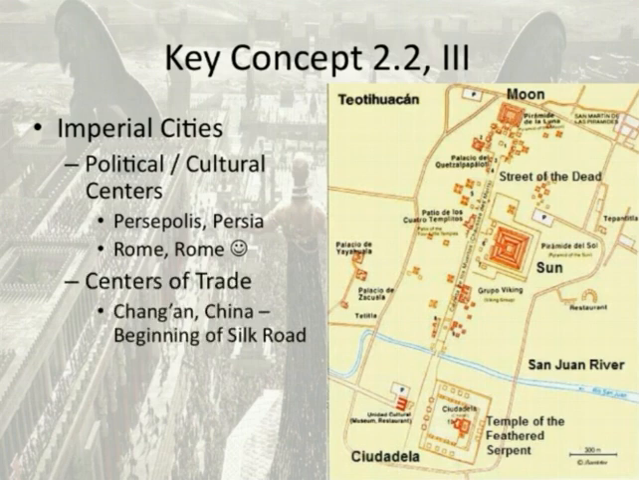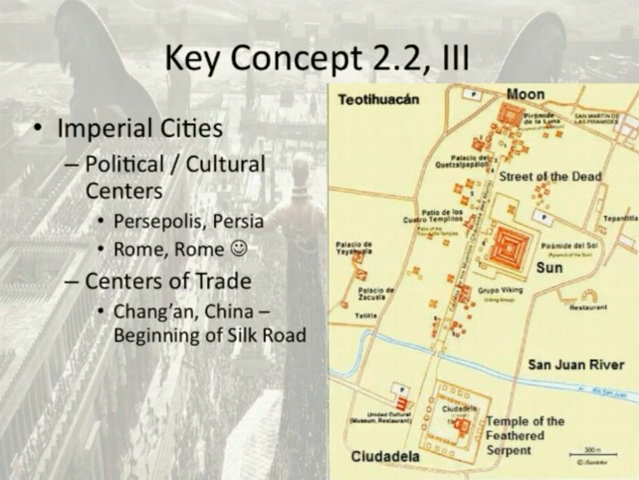You also see cities being centers of trade. Chang'an in China is the eastern beginning of the Silk Road. Not listed here, but equally as important is Constantinople, which is sort of a crossroads of trade between Eurasia and Europe, the mainland. Constantinople will become more important down the road.